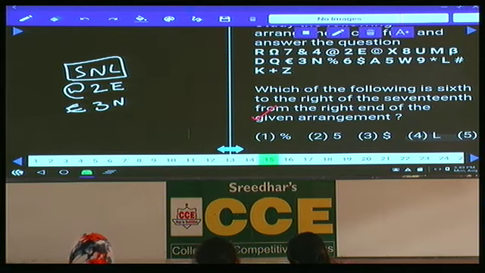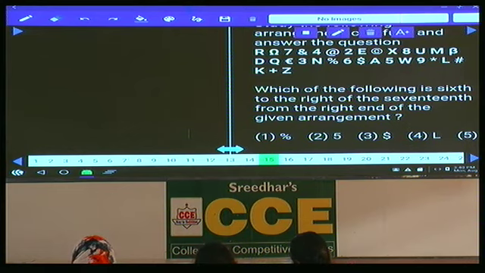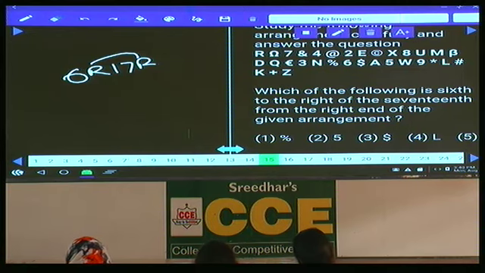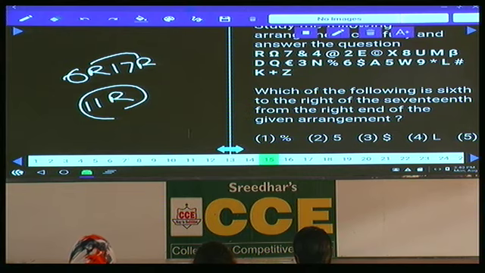Then the 15th one. Now in question number 15, which of the following is 6th to the right of 17th from the right? Right and right means the same direction. Now we need to subtract. 17 minus 6 is 11. 11th from the right hand side, 1, 2, 3, 4, 5, 6, 7, 8, 9, 10. And the 11th from the right hand side is dollar. Choice 3.